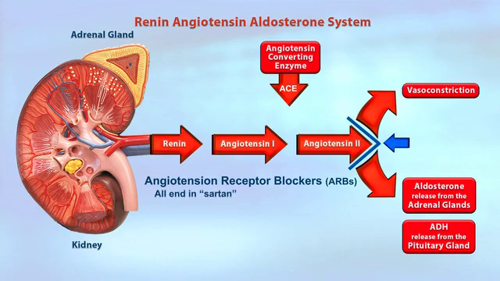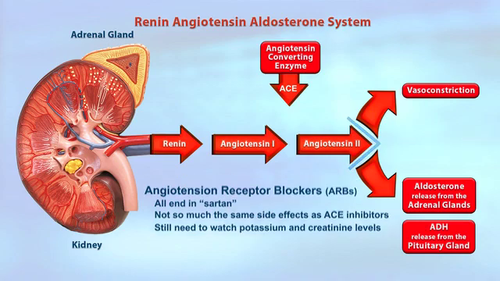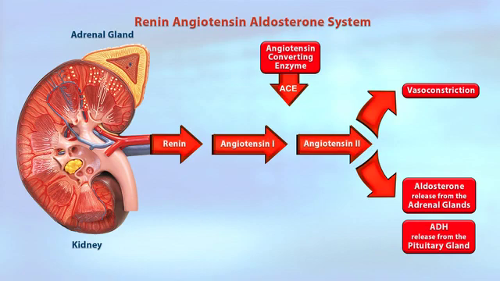And these medications all end in sartan. S-A-R-T-A-N. They're angiotensin receptor blockers. They end in sartans. Okay? Again, not so much the same side effects, and they just seem to be safer drugs. You still have to watch your potassium and your creatinine level, but otherwise they should be fairly safe. Okay, the only other drug I want to talk about here is aldactone.